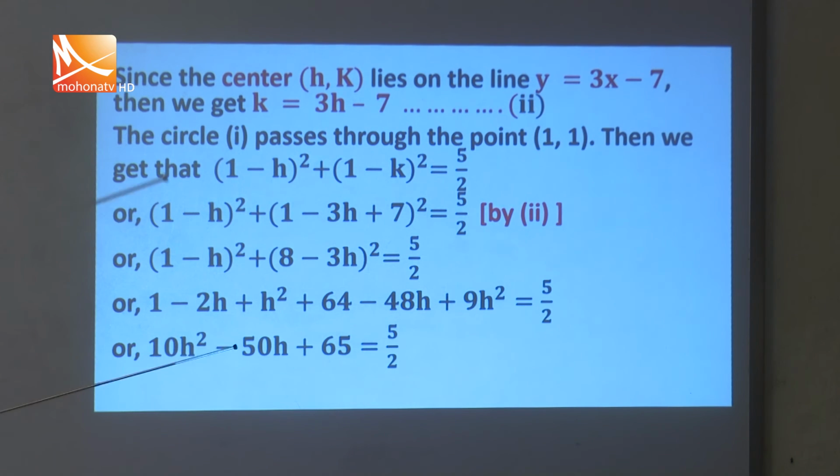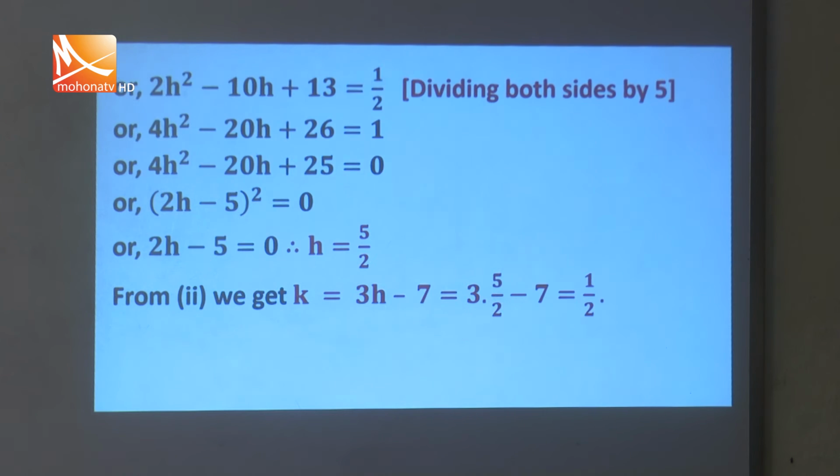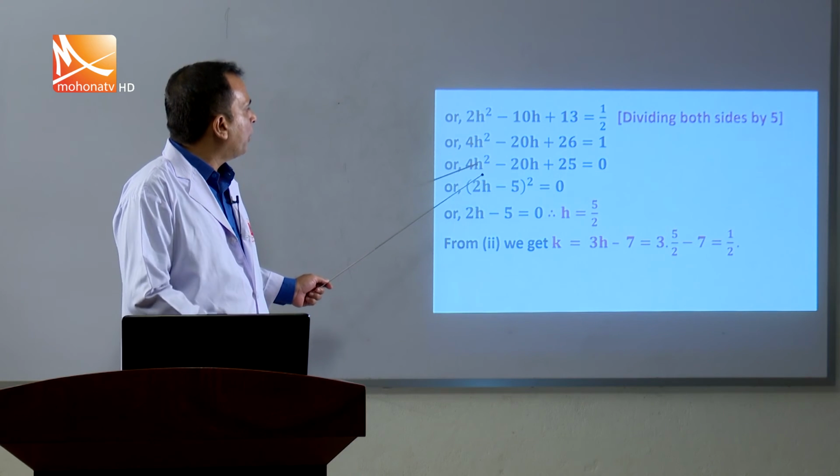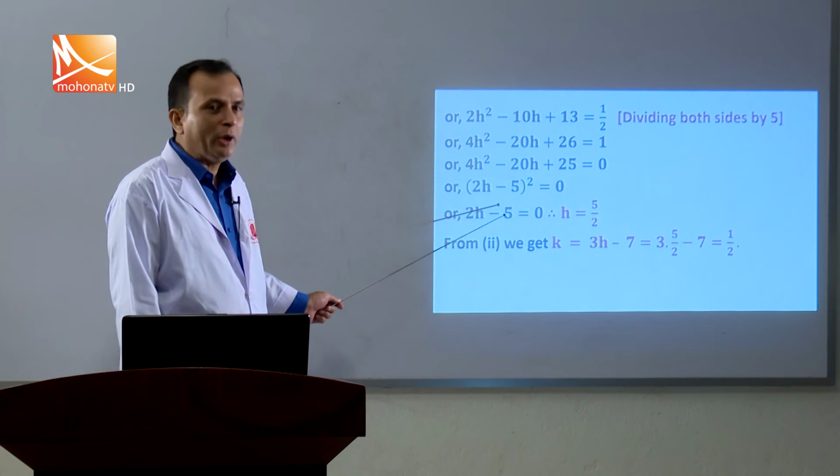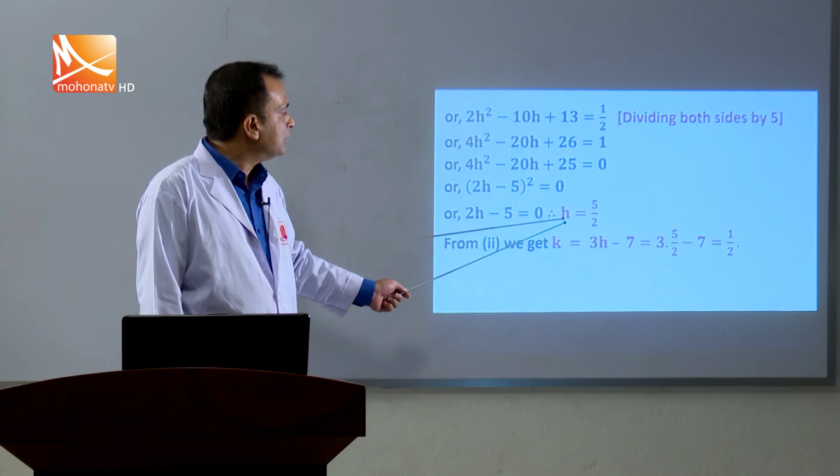Now we are dividing both sides by 5, then you will get 2h square minus 10h plus 13 equals half. Okay, by cross multiplication, 2h square into 2 is 4h square, minus 10h into 2 is 20h, plus 13 into 2 is 26, equals 1. So 4h square minus 20h plus 26 minus 1, that is plus 25, equals 0. We can expand this with the help of the formula a square minus 2ab plus b square. Then we can write (2h minus 5) whole square, that is 2h minus 5 equals 0, therefore h is equal to 5 by 2.